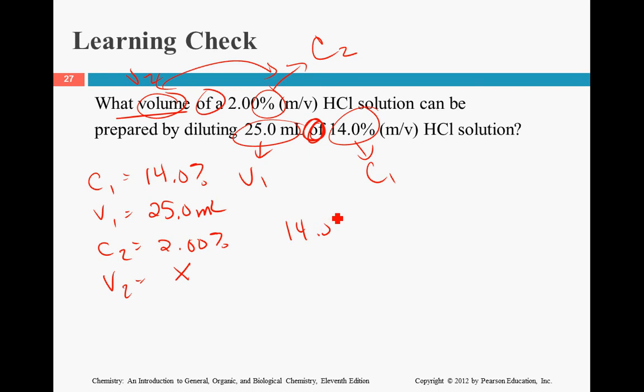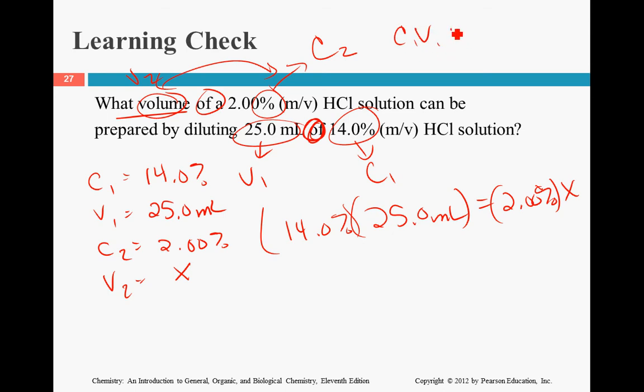So 14.0% times 25.0 milliliters is equal to 2.00% times X. All I did was take these numbers on the left-hand side and put them into the equation: C1V1 is equal to C2V2. So 14 times 25 is 350% times milliliters, is equal to 2.00% X.